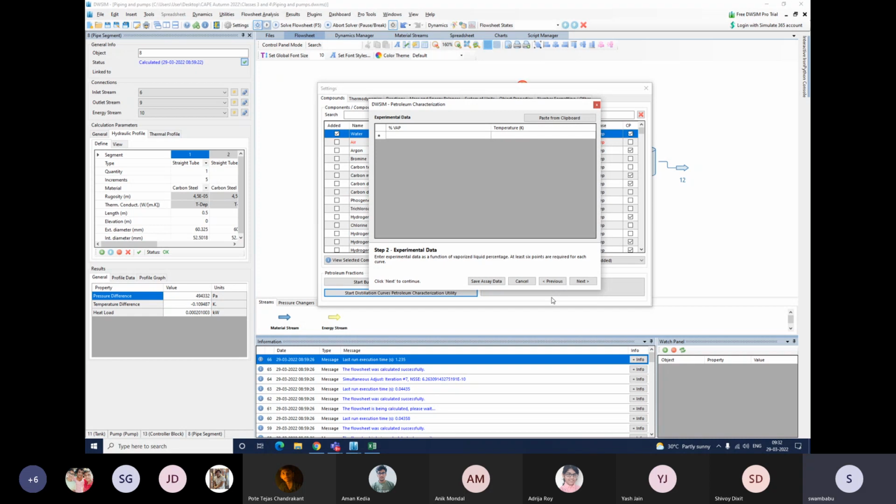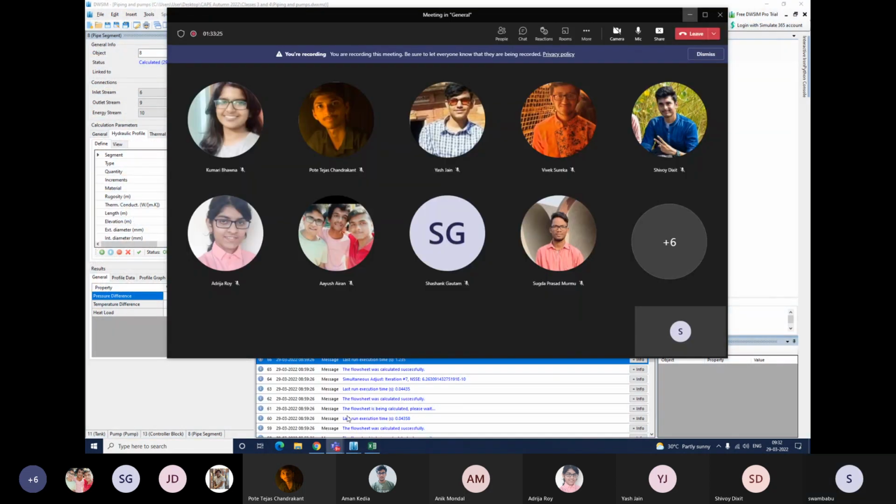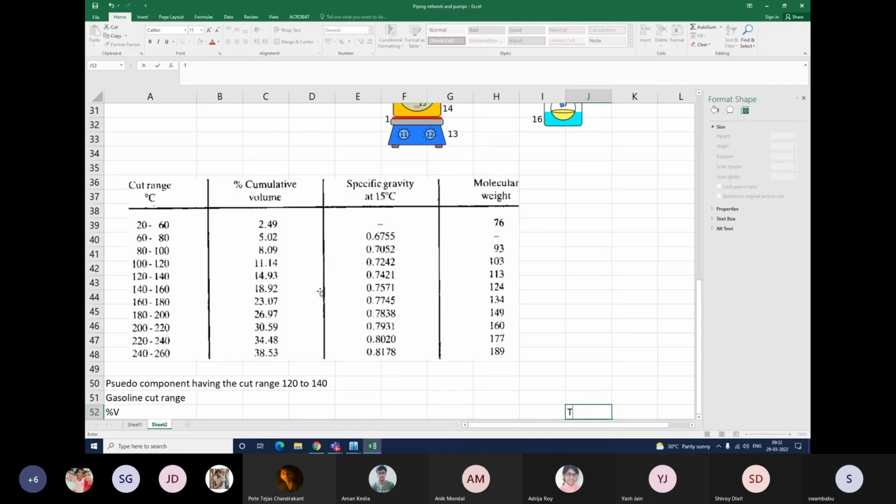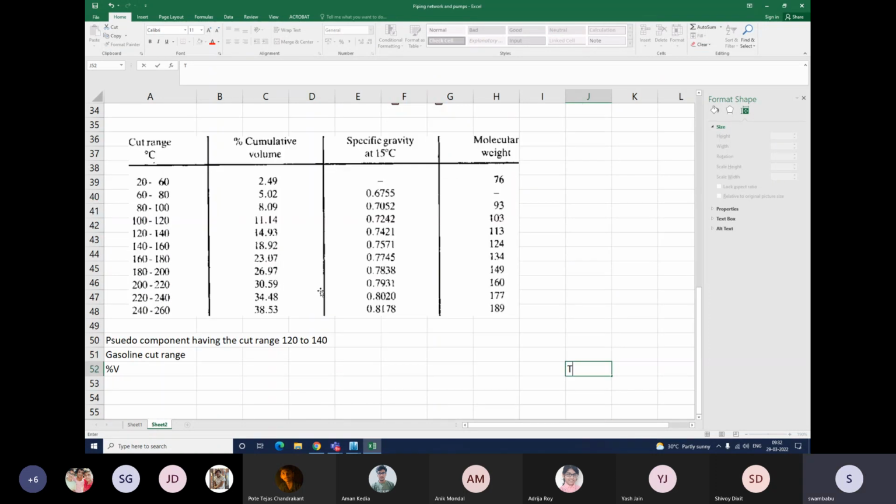So I hope you understood. If you want, I can also do that and show it to you. What do you suggest? Will you do it or do you want me to do it? Okay, no answer. So let me show you the specific gravity and molecular weight.